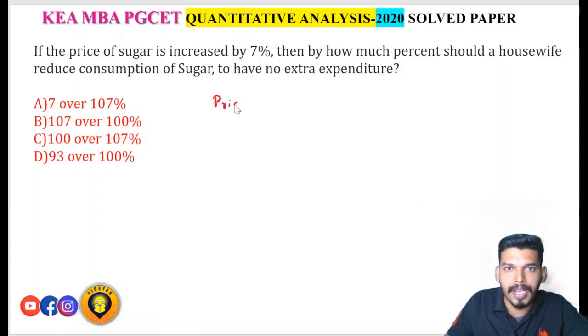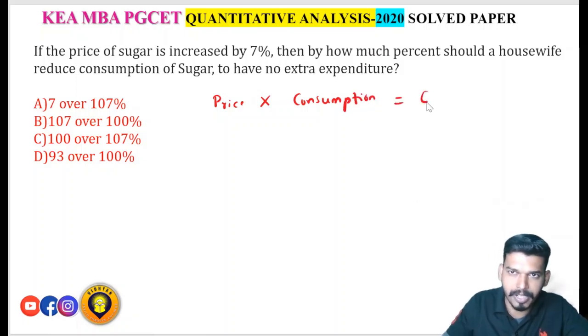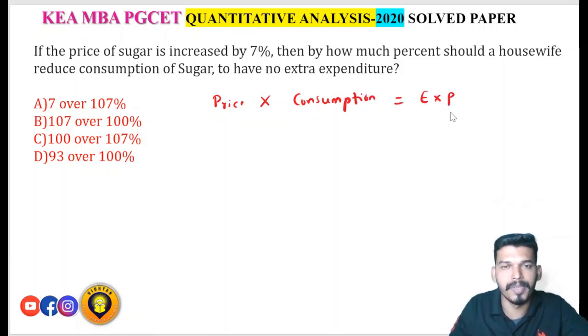See, price into consumption is equals to expenditure. Yavattu. Now the 10 rupees, suppose 1 kg ke 10 rupees ide anta ankonna. If you are consuming 2 kgs, your expenditure will be 10 into 2, 20 rupees. So that is what? Price into consumption is expenditure.